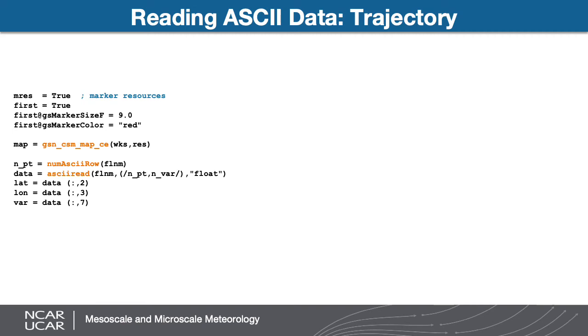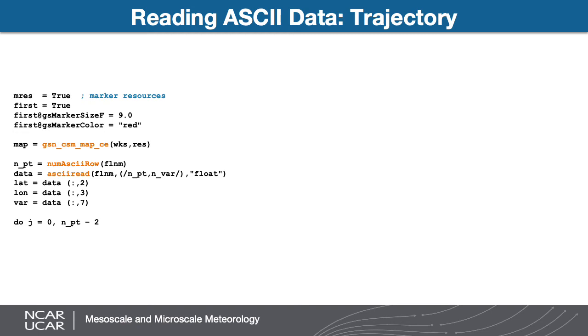And now we're going to actually start reading in the data from the ASCII file. So we're also going to use numAsciiRow, and it'll tell us how many rows, so how many latitude, longitude points we're going to be looking at. And then we're going to read in that file using the information that we got from numAsciiCol and numAsciiRow, and we're going to read them in as floating points because they are. So we're saying that our latitude, we're going to read all the rows, and our latitude is from column 2, our longitude is from column 3, and the variable, which is the winds, the maximum winds, is from column 7.